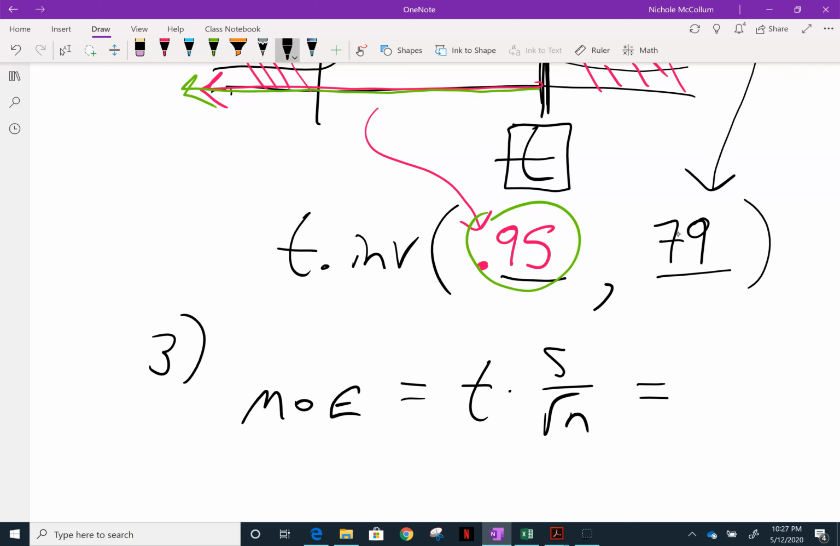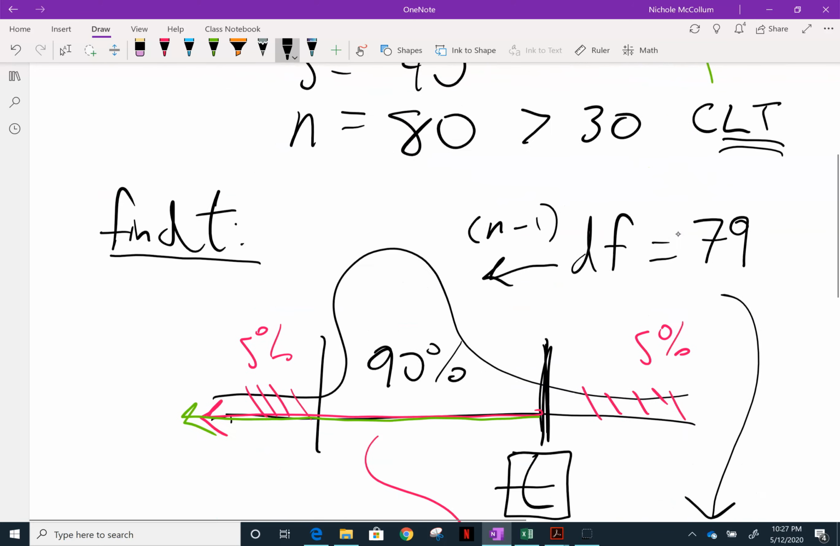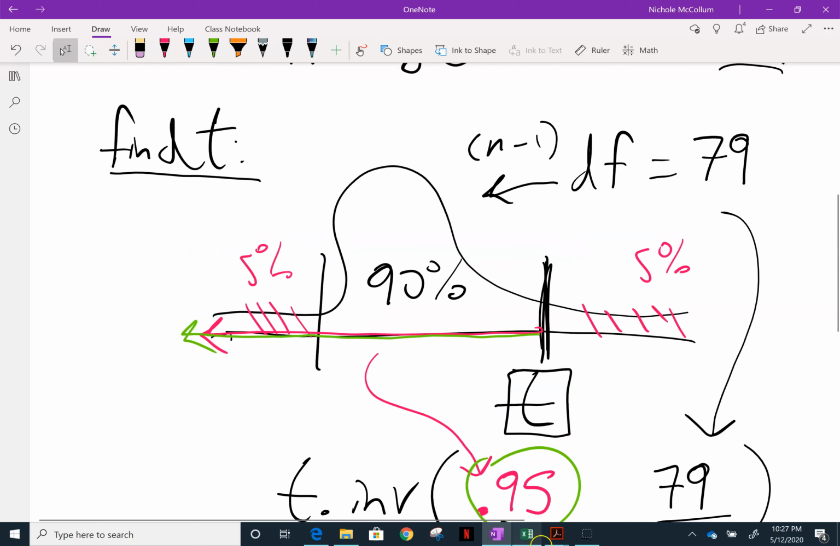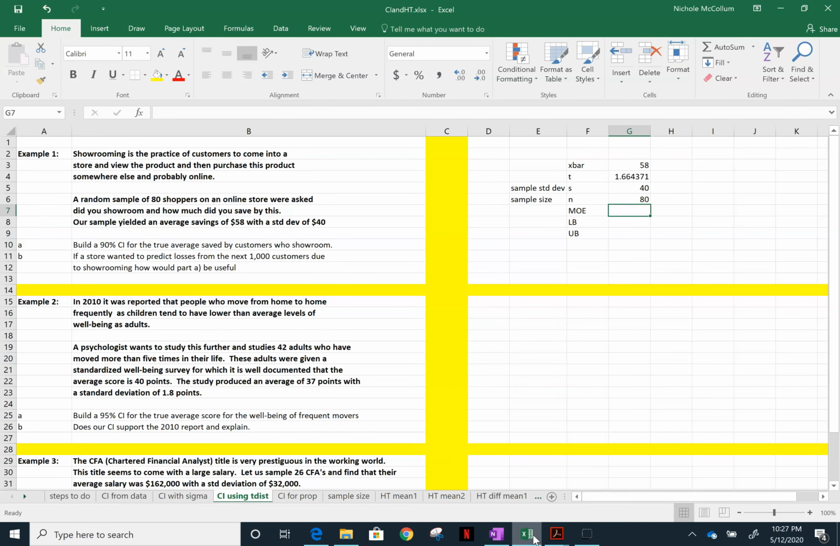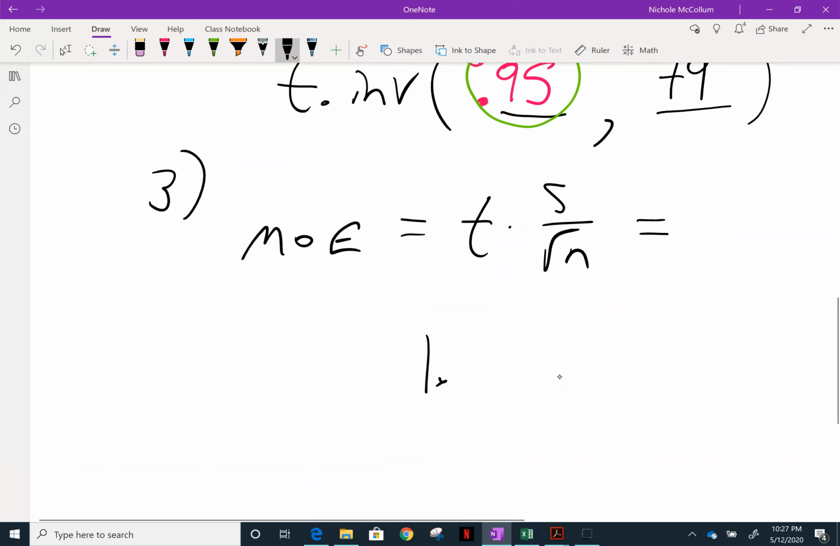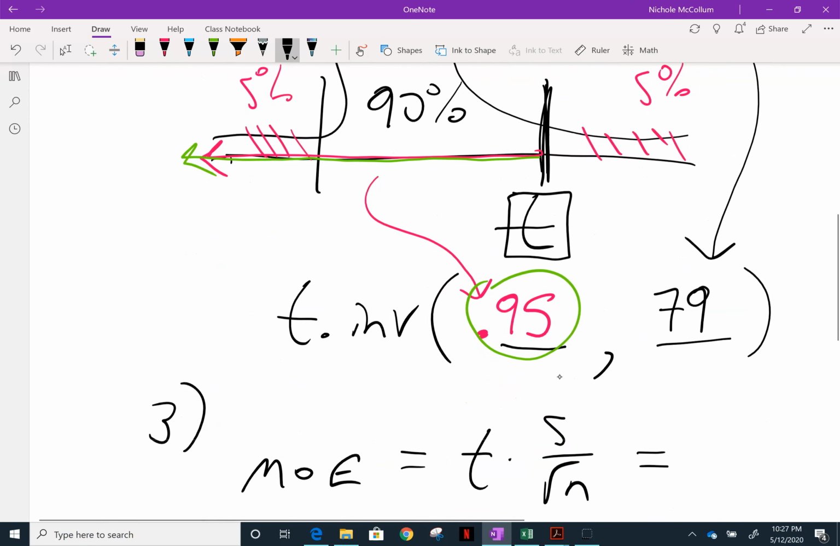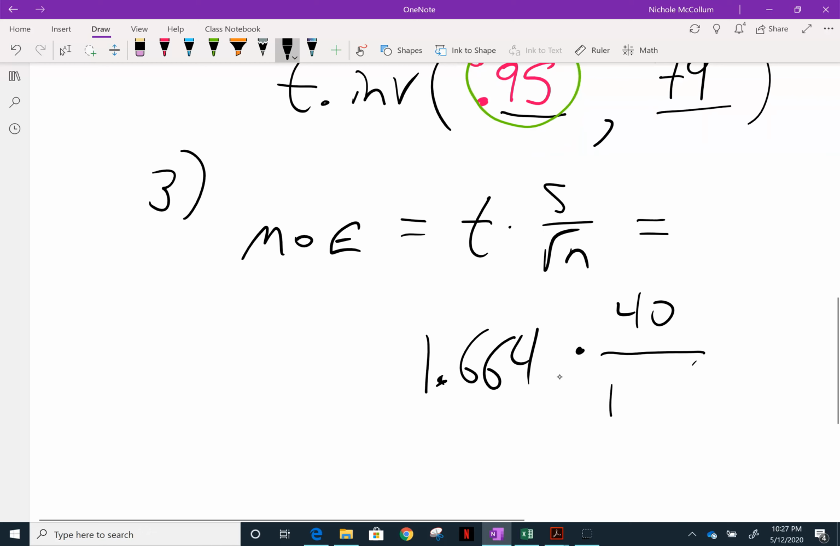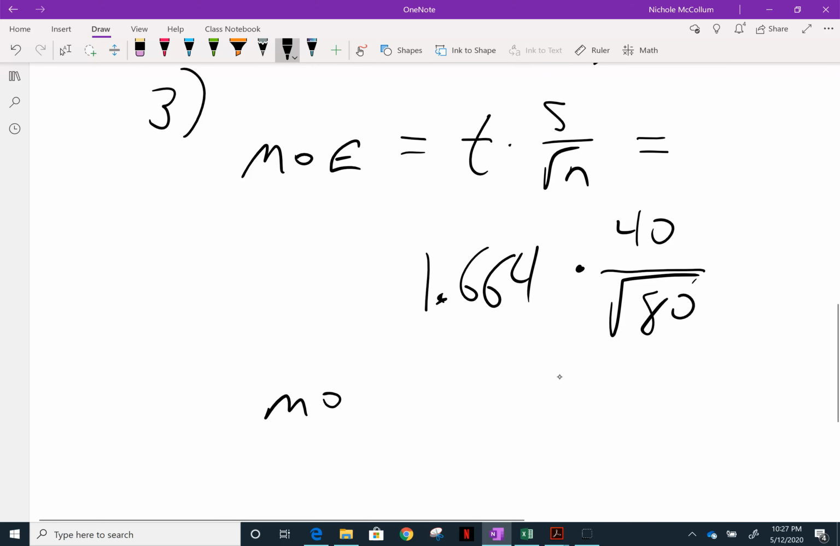The good news, you have all three numbers up above. You have T, which we just found. Sorry, let me go back. We have T, which is 1.664. We have S from the previous information, 40. And we have the sample size, which is 80. So we're going to plug this into our calculator: 1.664 times 40, divided by the square root of 80. And we get a whopping 7.44 to 2 decimals. And so that is our margin of error.